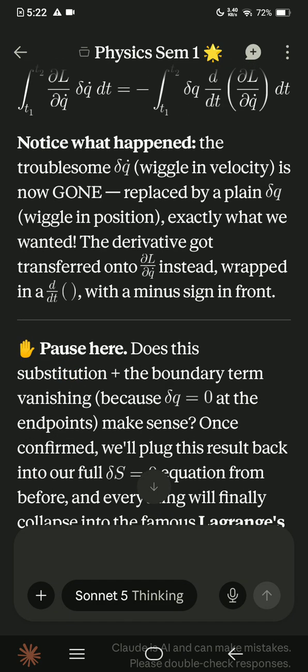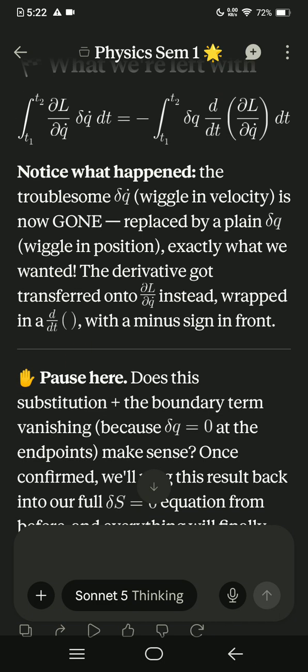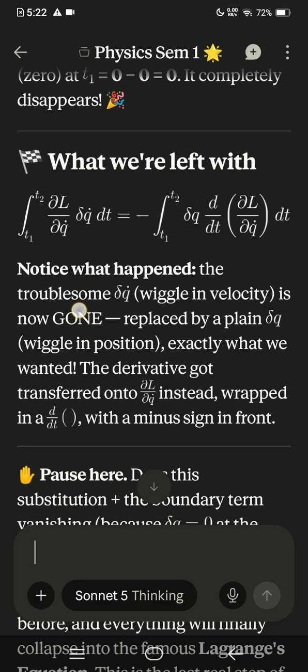Okay, so notice what happened. The troublesome del q dot wiggle in velocity is now gone, replaced by a plain del q wiggle in position. Exactly what we wanted. The derivative got transferred onto del q dot, instead wrapped in a d by dt with a minus sign in front.